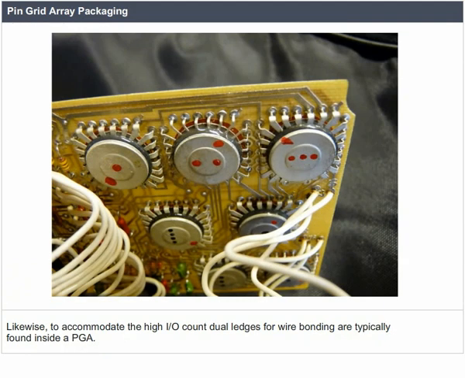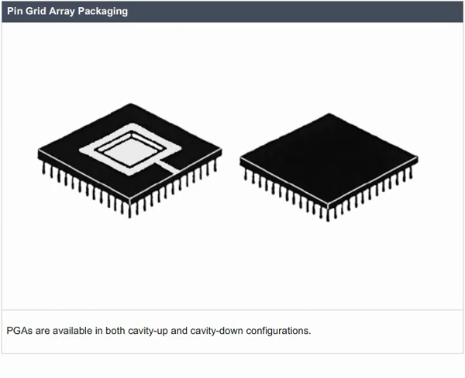Likewise, to accommodate the high input-output count, dual ledges for wire bonding are typically found inside a PGA. PGAs are available in both cavity up and cavity down configurations.